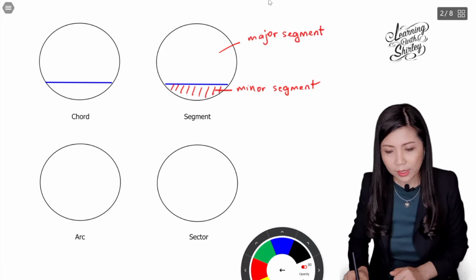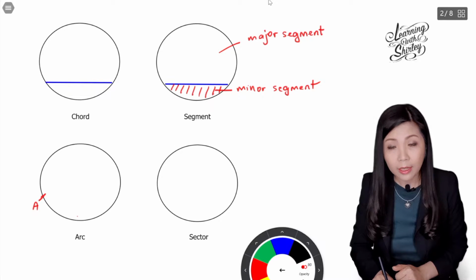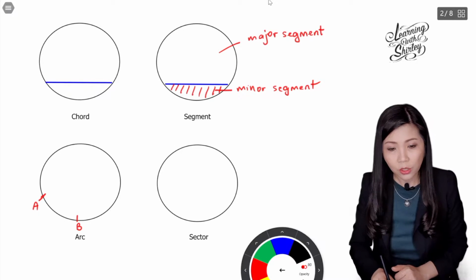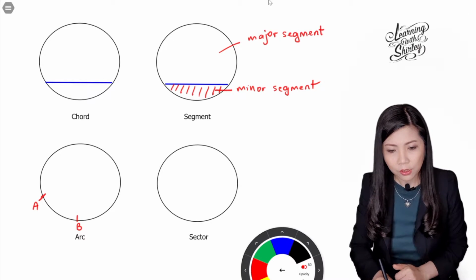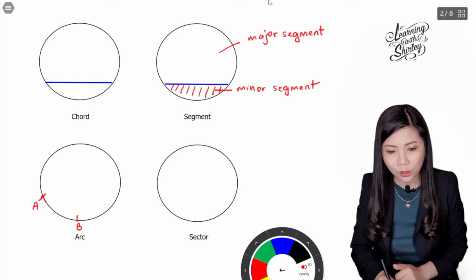And then what is an arc? Let's say this is point A and this is point B. An arc is a part of a circle. So in this diagram, the part of a circle that joins from A to B is the arc.